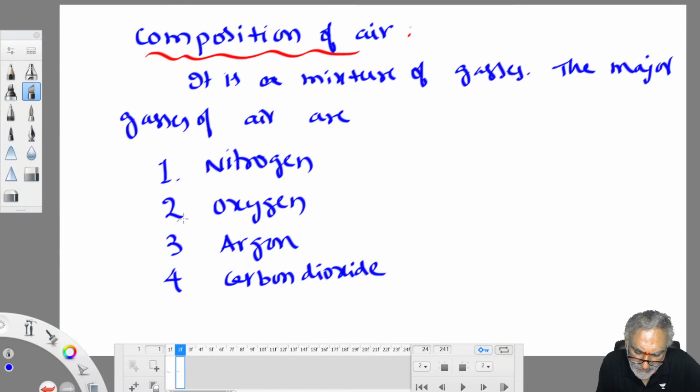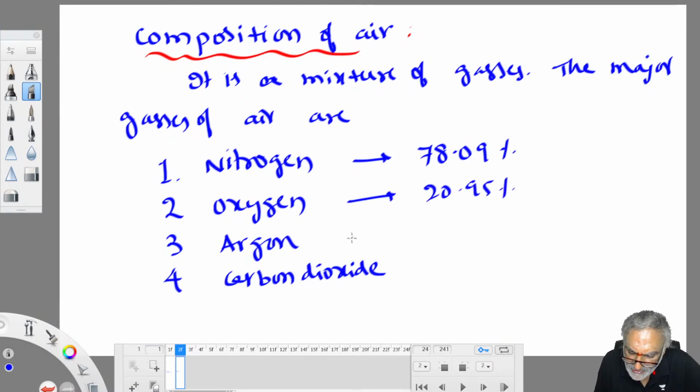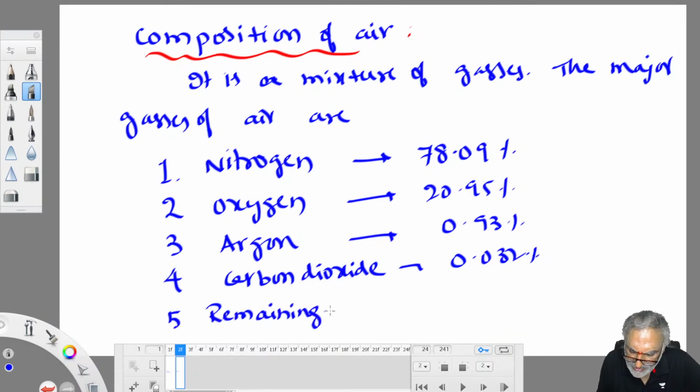Carbon dioxide supports plant life, oxygen supports human life and animal life. So human beings and animals survive due to oxygen, and carbon dioxide supports plant life. So the life sustaining resources are present in air. 78.09% is nitrogen. 20.95%, almost 21%, is oxygen. Argon is 0.93% and carbon dioxide is 0.032%. And the remaining gases are in traces. Hundreds of gases are present, but in small amounts.